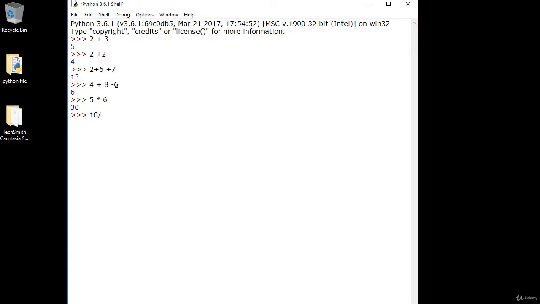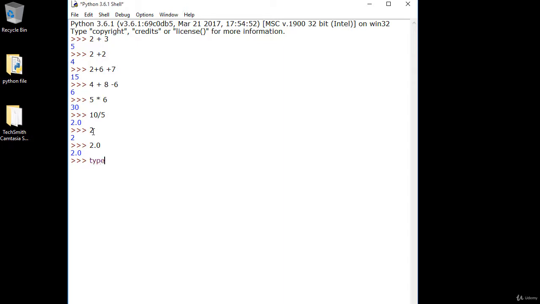Division can be done by the slash sign, for example dividing by 5. Division is always done into a float. So let me give you an instance of a float. What is the difference between an integer and a float? If you type a 2 only, this 2 is an integer. Similarly, if you give a decimal 2.0, this is a float. A float is just a fancy word for describing a decimal value.